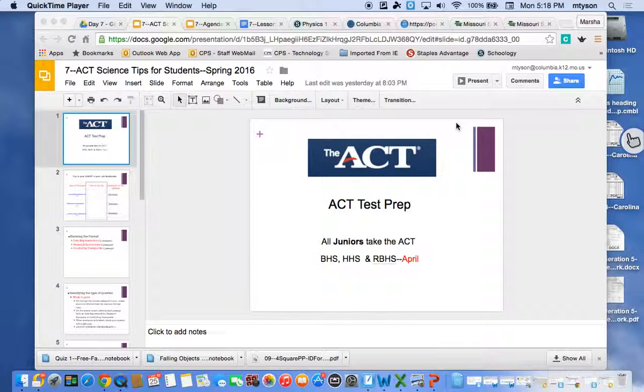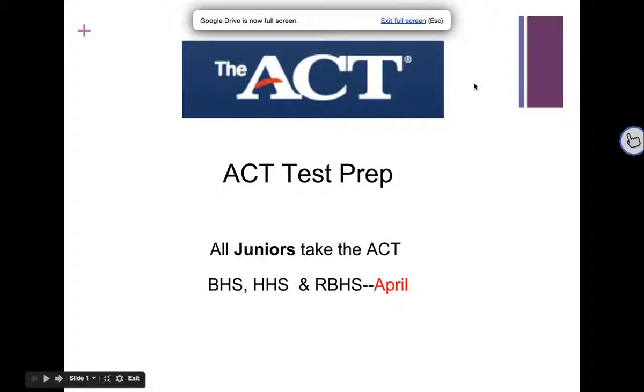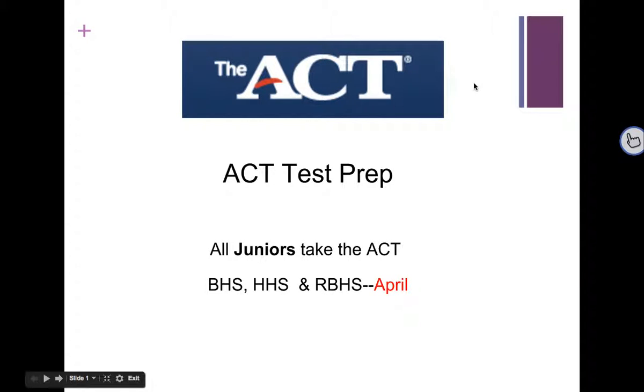Go ahead and open up your lab notebook to your ACT section. We're going to revisit some of the things that we did last time, and then we're going to add another level onto it. So remember that the ACT test prep is what we're going to be doing all throughout this year. Every junior is going to take the ACT in April. However, you as a freshman can definitely take the ACT early if you want.